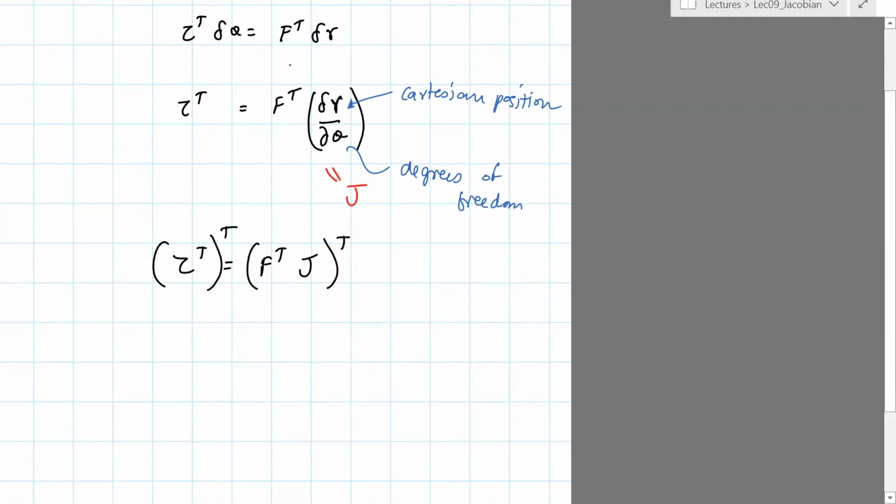So the transpose of a transpose is just that particular matrix or vector. And the transpose of something, which you've done in homework 1: if you have A times B transpose, that's the same as B transpose, A transpose. That's true for any A and B. So this can be written as J transpose, F transpose of transpose, which is F.